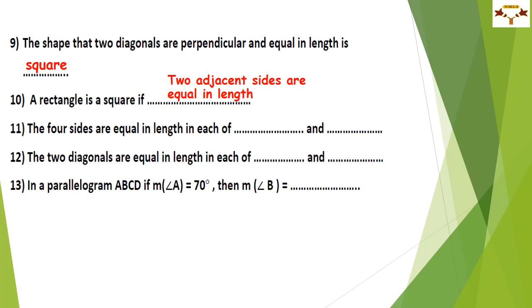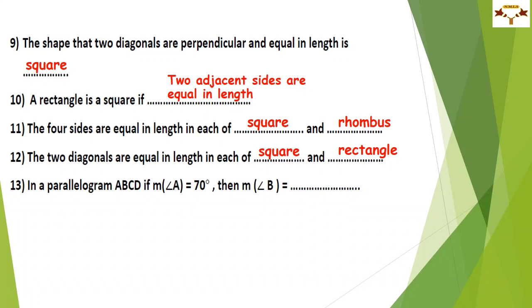Number 11. The four sides are equal in length in square and rhombus. Number 12. The two diagonals are equal in length. Here we talked about the diagonals before. Diagonals are equal in square and rectangle. Number 13. In a parallelogram ABCD, if measure angle A equals 70, then measure angle B equals blank.